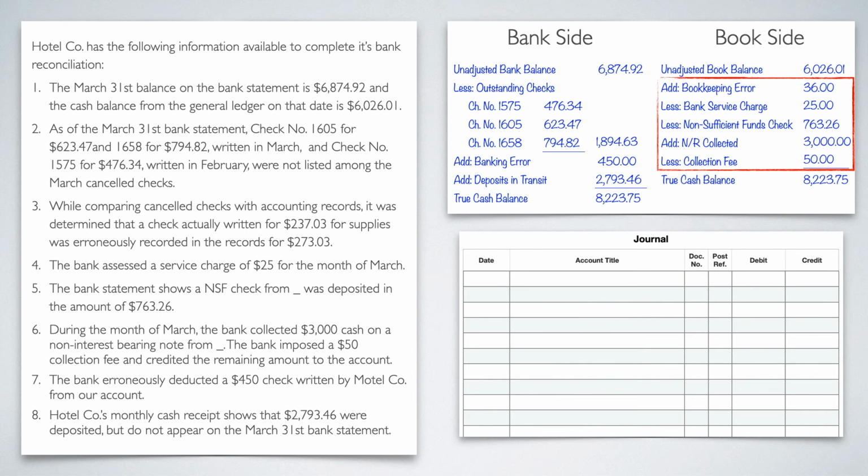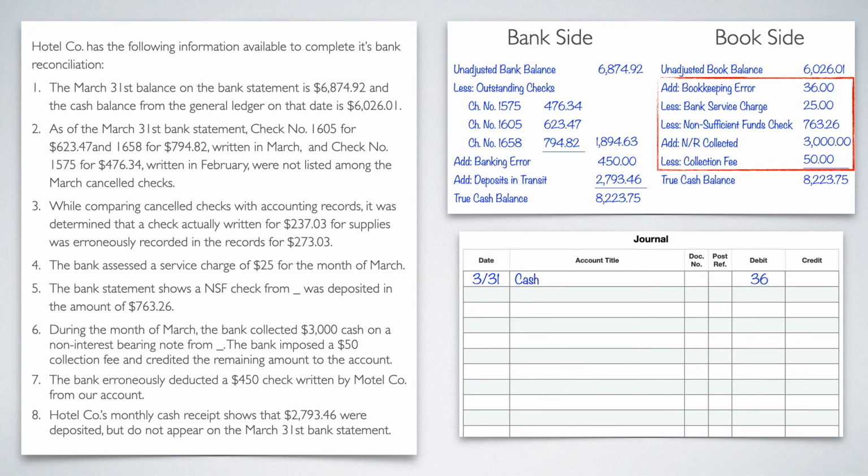So let's just start at the top, the bookkeeping error. So again, this is the last date of the month, so 3/31. It says add bookkeeping error. So add lets you know right away that our cash is going up, which means that we need to debit cash for that amount. So we'll say cash, $36.